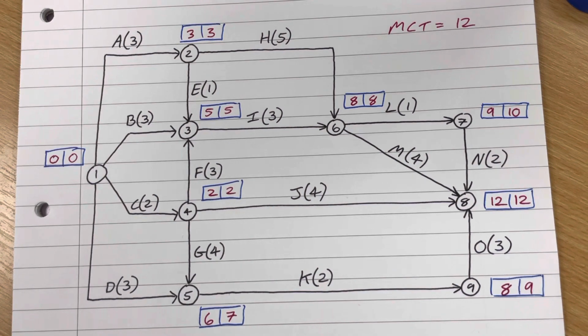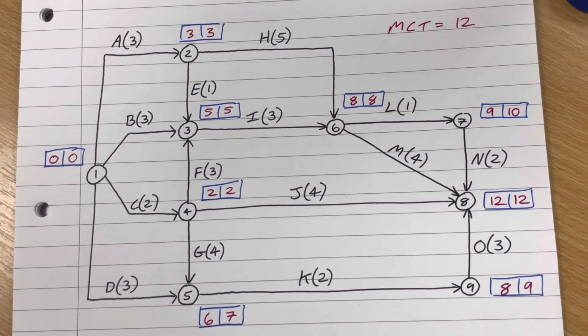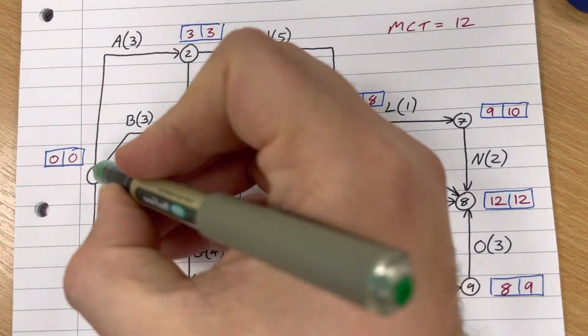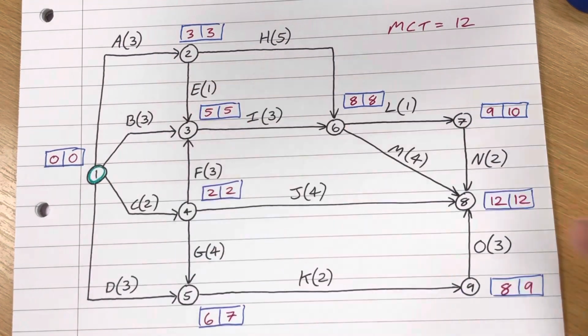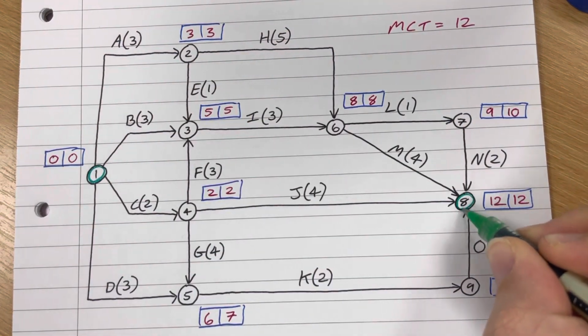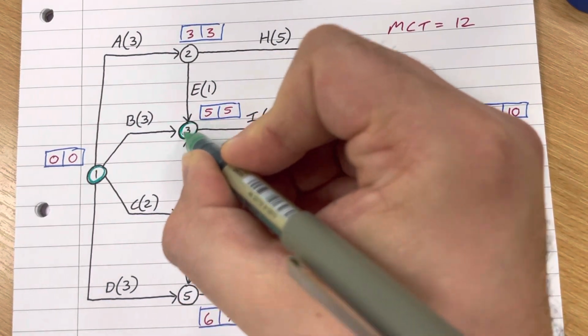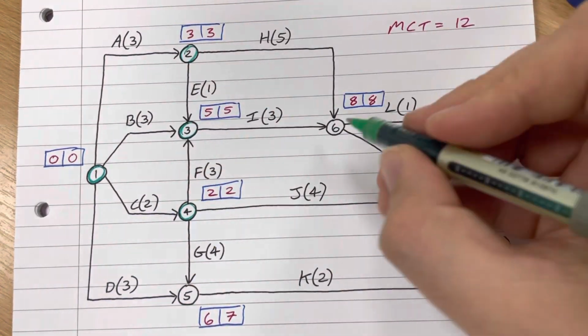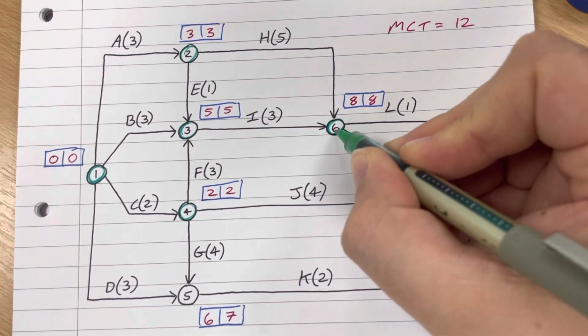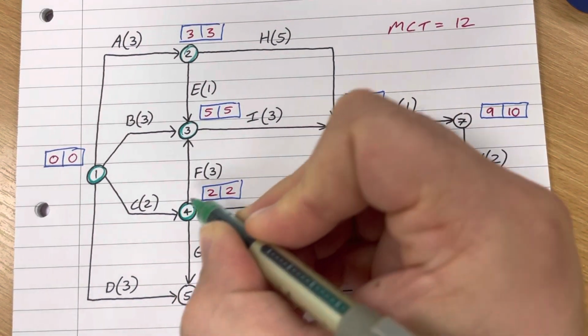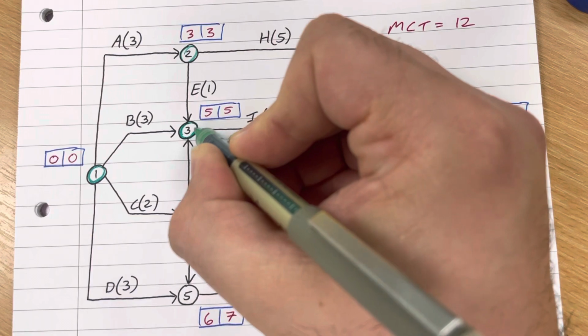Now, what nodes are going to be part of my critical path? Well, the start node and the end node, which will always be. This one here is critical, this one here is critical, this one here is critical, this one here is critical. All the others are not. There we go.